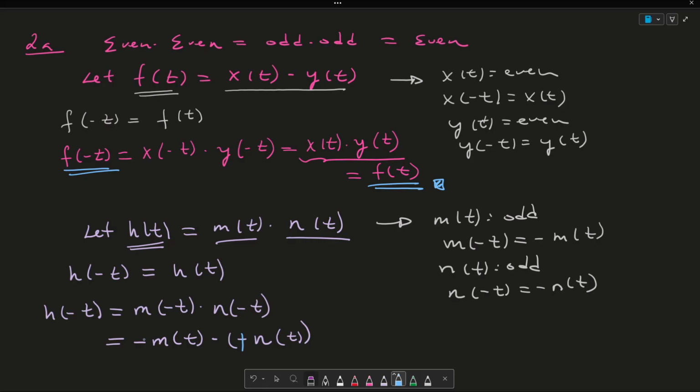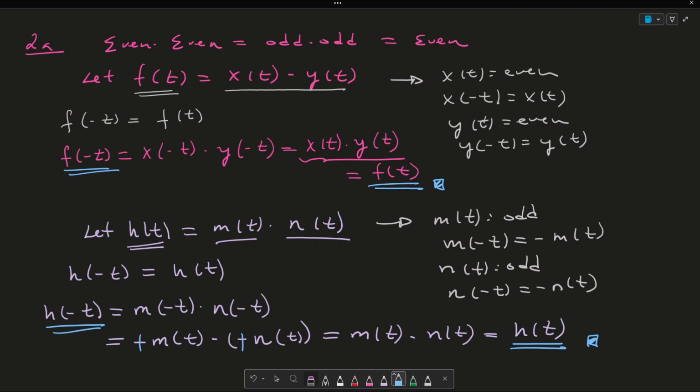This minus cancels out with this minus, so then we're left with just m of t times n of t, which is just h of t. So then we've proven that h of minus t is equal to h of t. So then this is an even function as well, completing our proof.